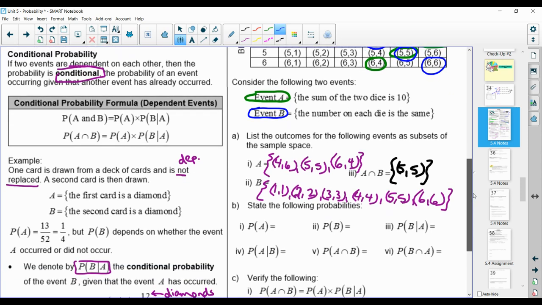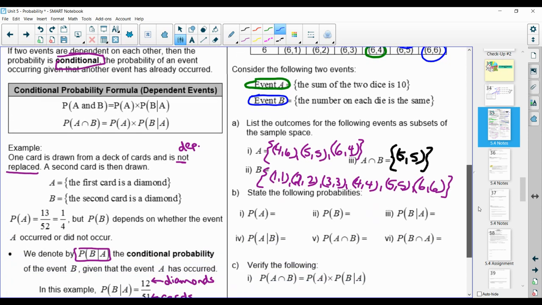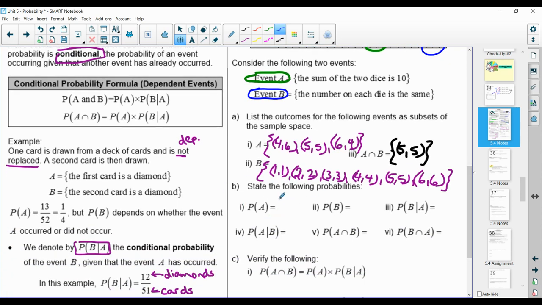Well, the probability of event A is 3 out of 36. So there are three times where the sum of the two dice is 10. So 3 out of 36, but we always put that in lowest terms, would be 1 over 12. The probability of B occurring is 6 out of 36, which in lowest terms is 1 over 6. Now the probability of B given A.